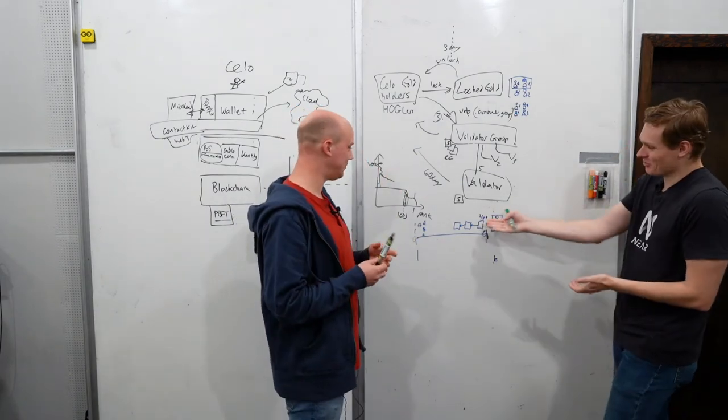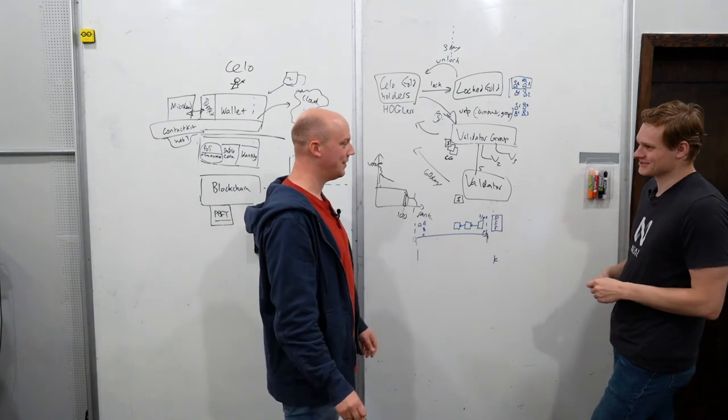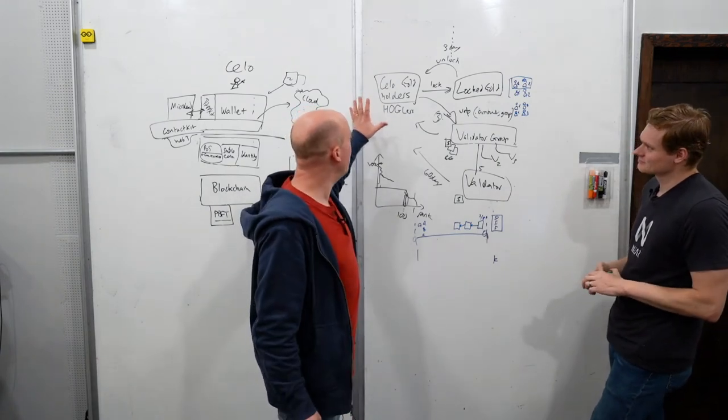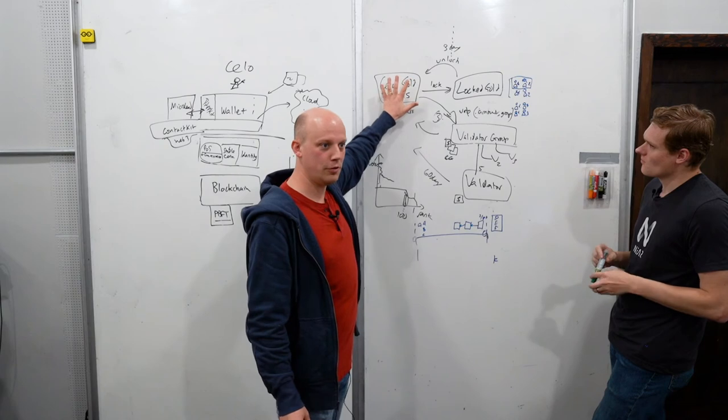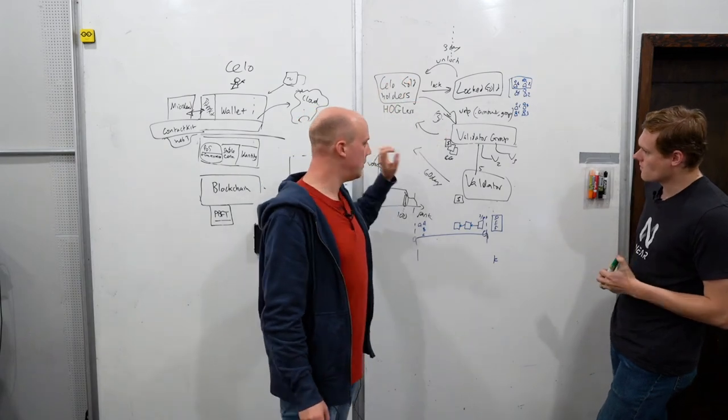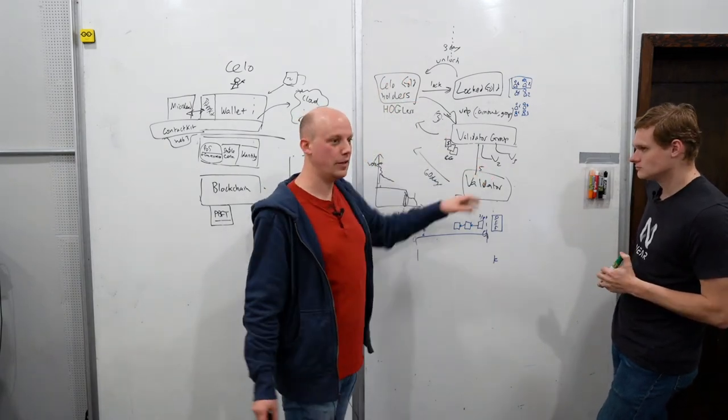Yeah, okay, interesting. So I mean, there's no point, if it's the same people, we'll just give them at the end. Right. And so those rewards go to Celo gold holders. They go to validator groups. Different rewards. They go to validators. And they also go to a few other things.